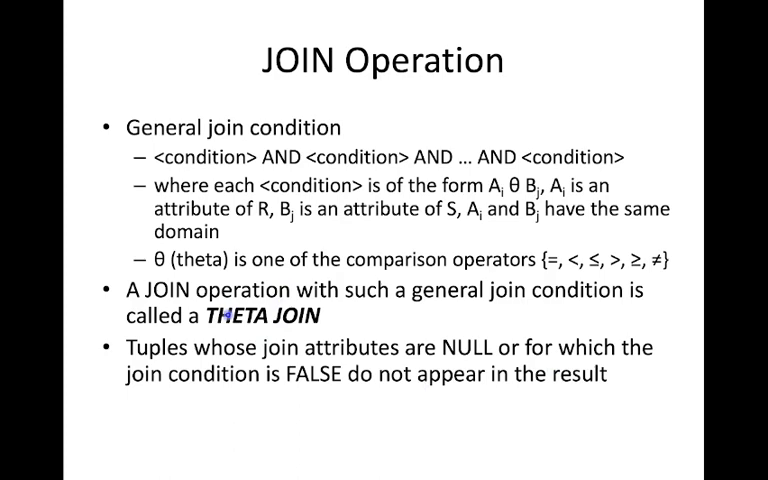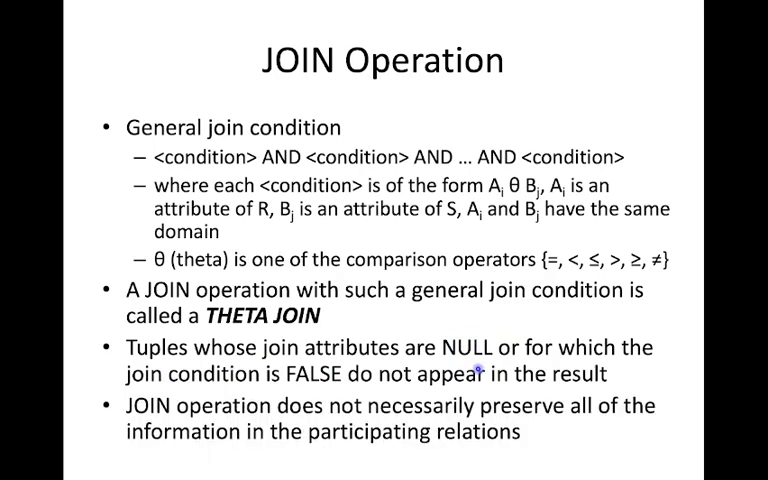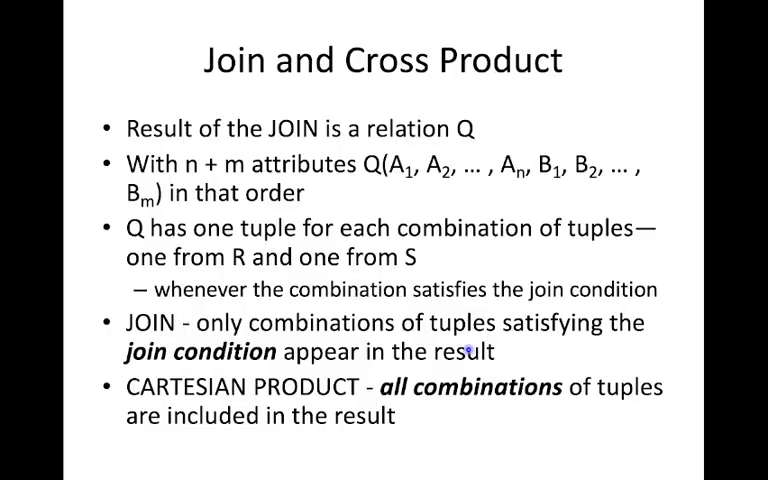So theta join is a generalized statement for join. We have seen the equality operator, but this is any join condition, and then we call it theta join. If the attribute is null or the join condition is false, then it won't appear in the result. So join operation does not necessarily preserve all of the information in the participating relations. That is one thing that you have to note. It does not necessarily preserve, because if it is null, then some of the information will be lost. When we try to join, if one of the attributes is null, then it won't be preserved. We will see an example, then you will understand.